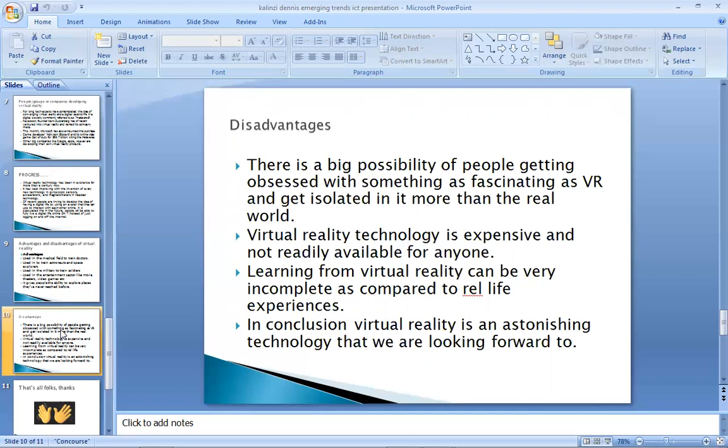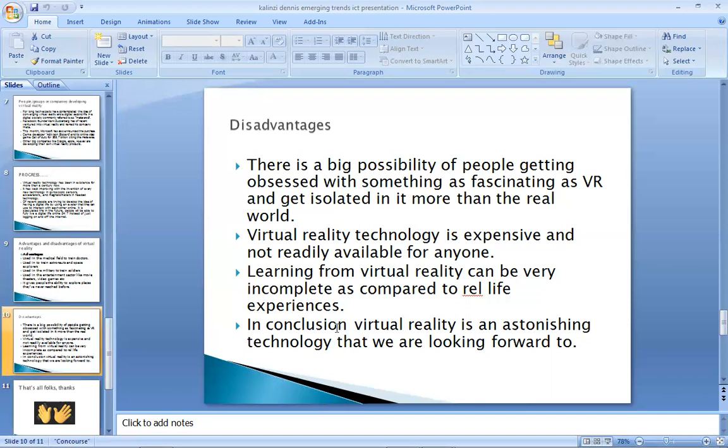Learning from virtual reality can be incomplete as compared to real life experiences. It doesn't present the real dangers or the real lessons that someone should learn. So a learner might be incomplete.